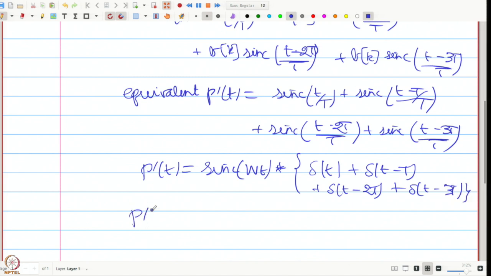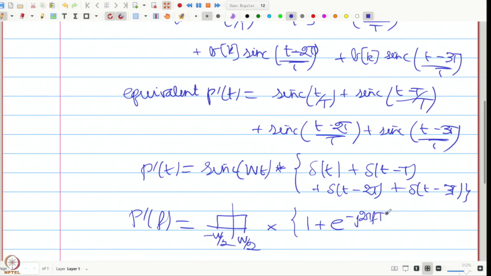So what is my p prime of f? This is going to give me this rectangle from minus w by 2 to w by 2 multiplied by, what am I multiplying it by? 1 plus e power minus j 2 pi fT, this is my continuous time Fourier transform, plus e power minus j 2 pi 2 fT plus e power minus j 2 pi 3 fT.